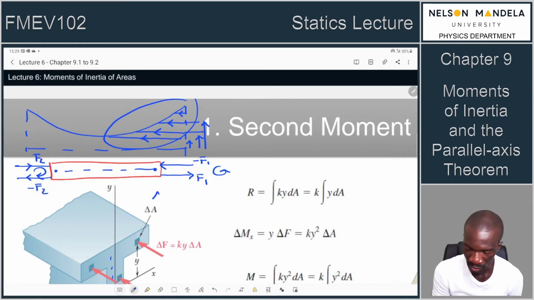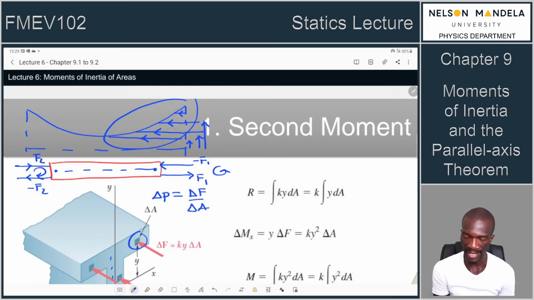So a small contribution of the pressure on this beam cross-section is simply defined by the contribution of the force per unit area. So these are the area elements on which some force is exerted. But we can see that that pressure depends on the what? On the height. So it is proportional to the height y from some axis.